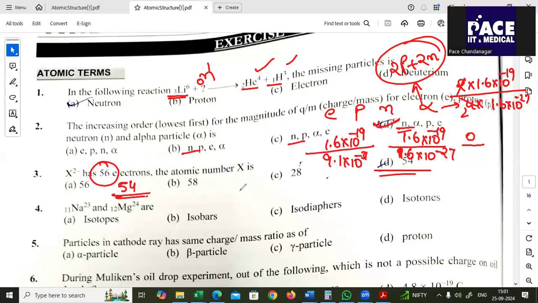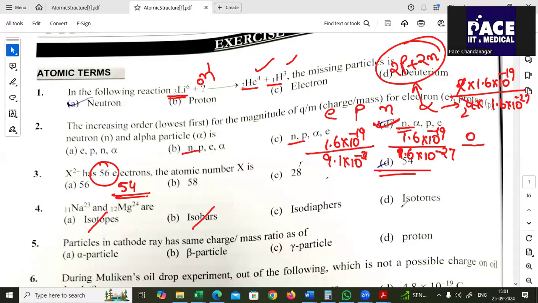But the original one will be 54 then. Next, question number 4, 11 and 23, magnesium, these are called as what? They are not your isotopes. Are they your isobars? No, because the mass is not the same. So not the isobars. Not the isotopes, because atomic numbers are different here.